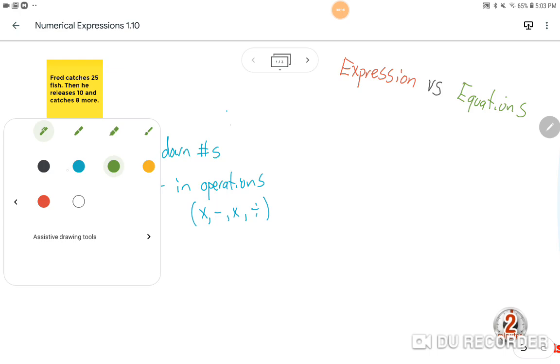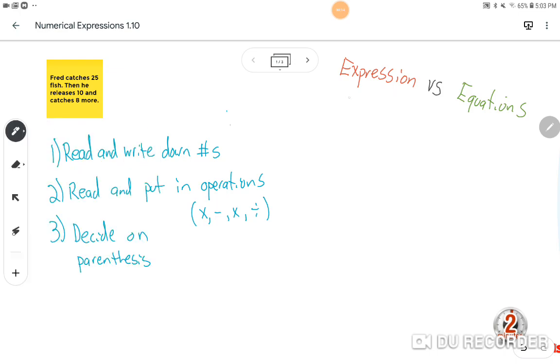There's one thing that we really want to know first, and that is the difference between expressions and equations. An expression has no equal sign. You don't have to solve it. You just have to write the number sentence. Equations, you actually have to solve, and you need an answer. On all today's problems, you actually don't need an answer. You just need to write the problem.